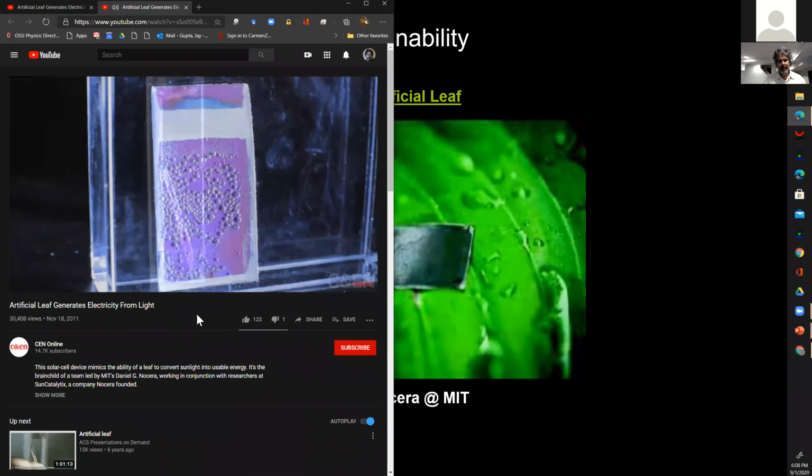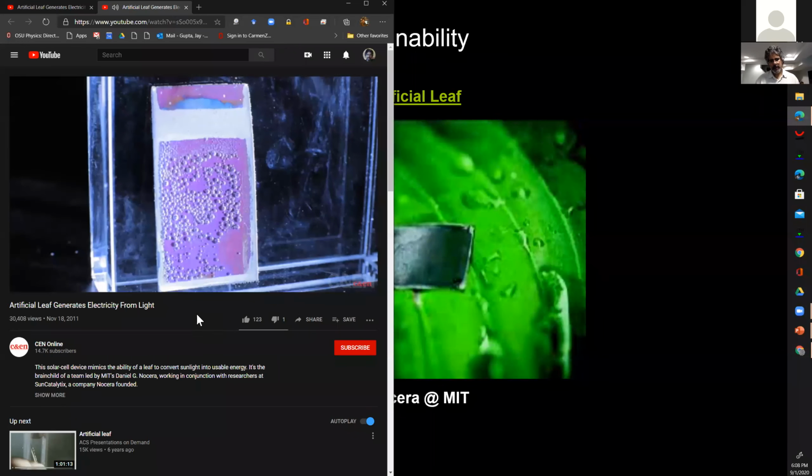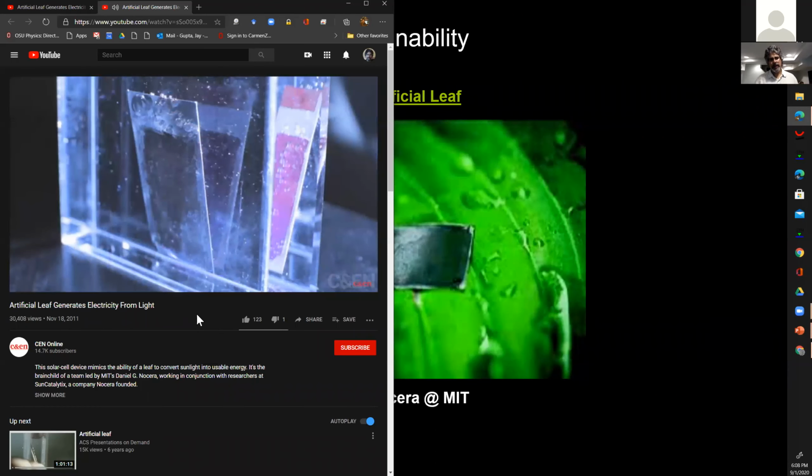It turns out what's actually happening is, this is called electrocatalytic splitting of water, or actually this is photocatalytic splitting of water. So you have light that's illuminating this strip of material, and it's splitting the water up into hydrogen and oxygen. Those bubbles are H2 and O2 that are coming off of the surface.